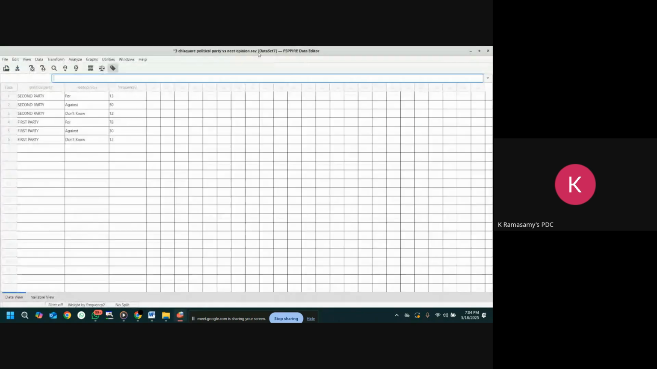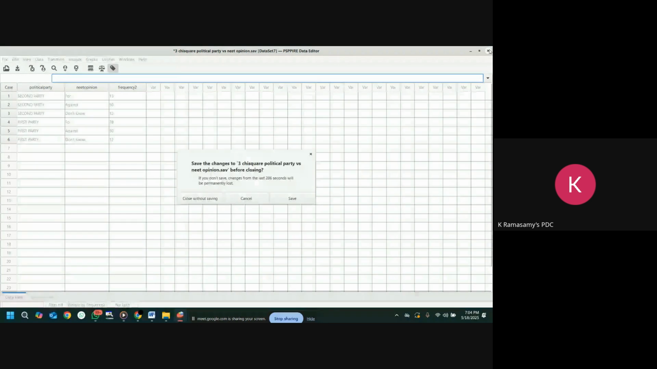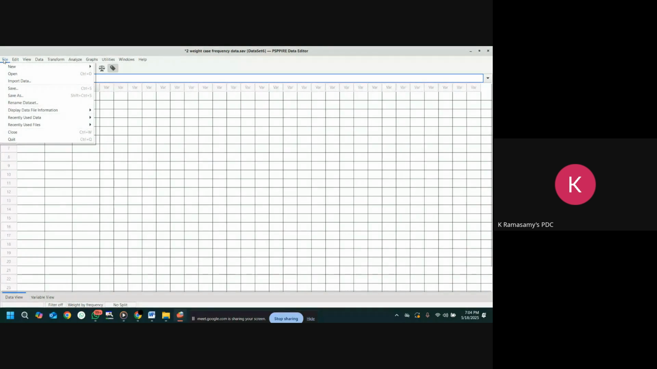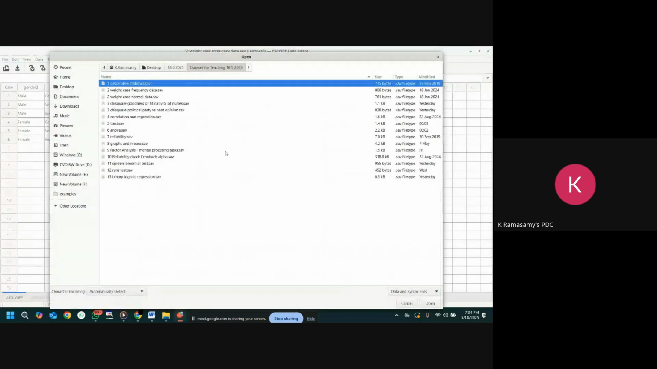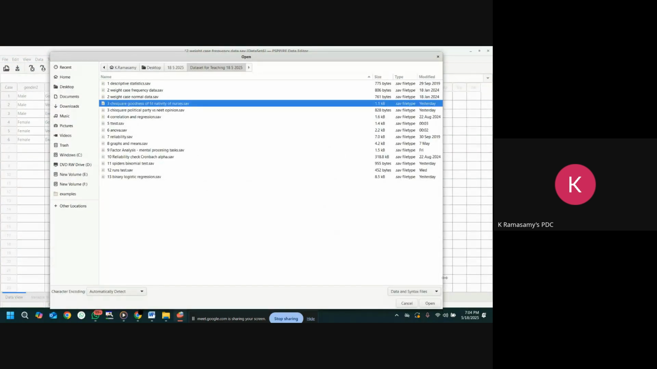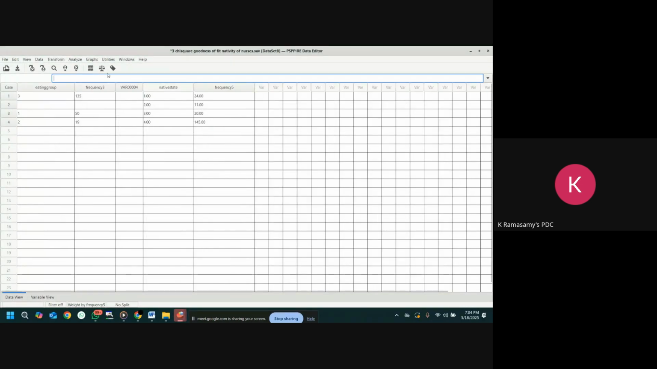Okay, I'll just minimize this. I minimize this data too. Okay, I go to file. I'll go to open. I say nativity of nurses. I say open. You can see the data here. I got nativity: Tamil Nadu, 24 respondents; Andhra Pradesh, 11 respondents; Karnataka, 20 respondents; Kerala, 145 respondents.